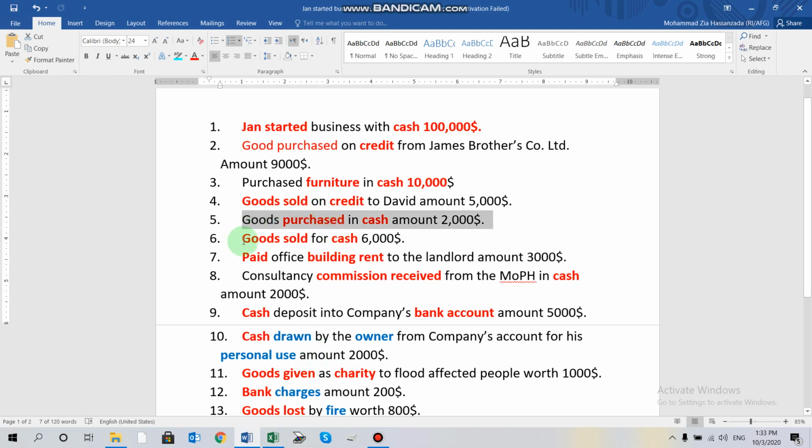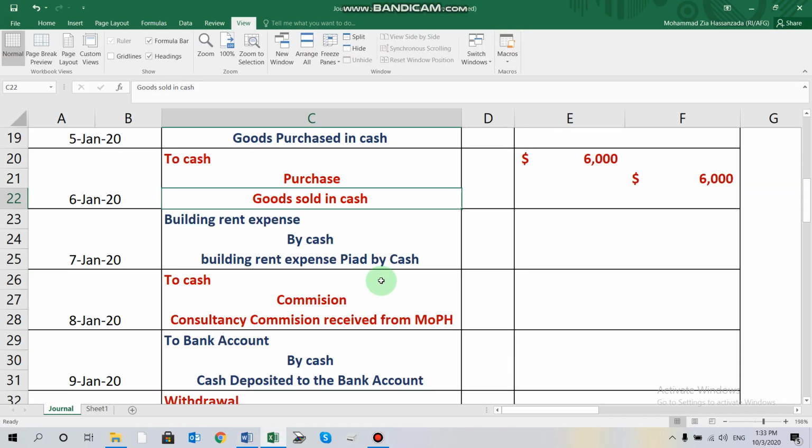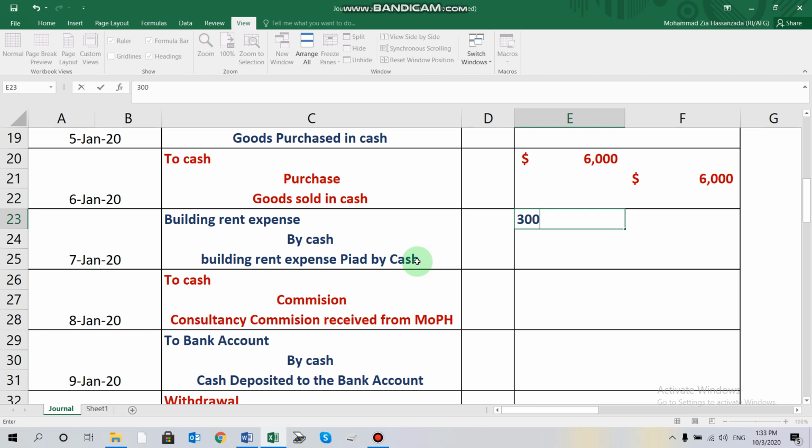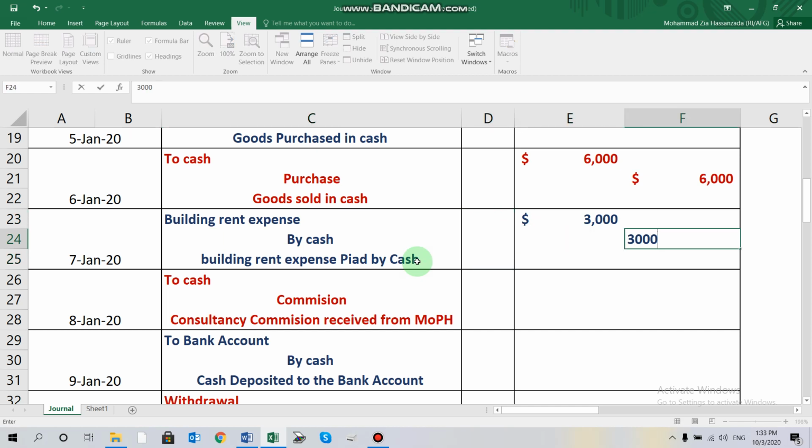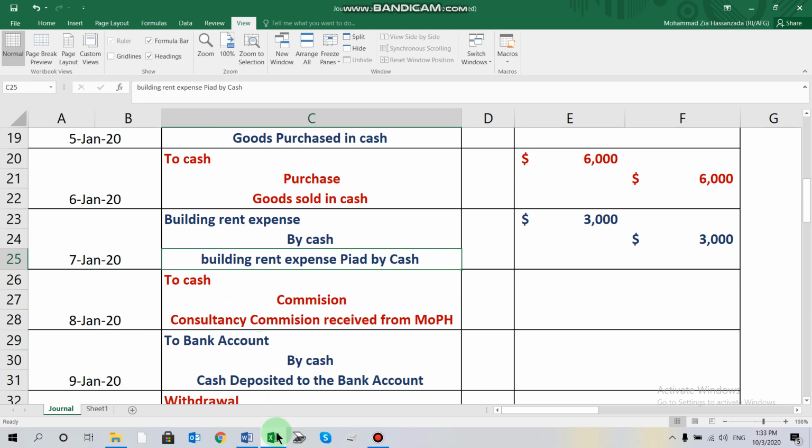The next transaction is paid office rent to the landlord, amount 3,000. We are paying one of our expenses by cash, so expense is debited by 3,000. Expenses debit 3,000. From the other side, since we paid this cost by cash, our cash is decreasing by $3,000 credit.